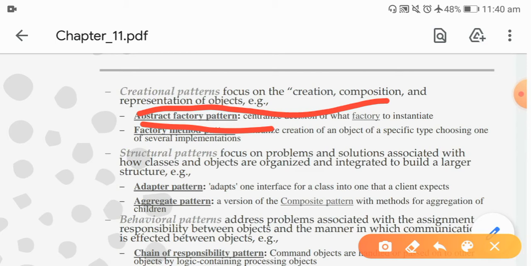Now the next one is the structural pattern. Structural patterns focus on problems and solutions associated with how classes and objects are organized and integrated to build a large structure. For example, the adapter pattern and the aggregate pattern. So what is the adapter pattern? It adapts one interface for a class into one that a client expects. An aggregate pattern is a version of the composite pattern with methods for aggregation of children.